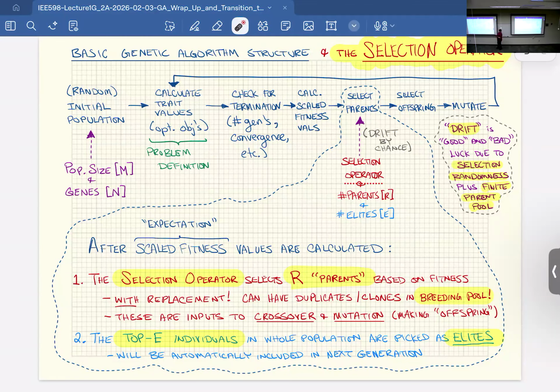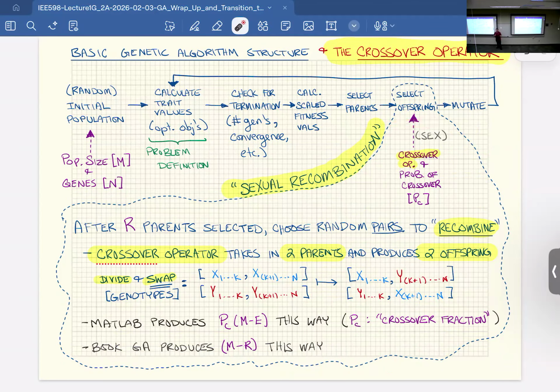So that's what we talked about with those. And then we moved to recombination. And this is kind of where we're going to need to go back and look, because that's where we got cut off before. After you select your parents, you then need to populate the offspring pool.